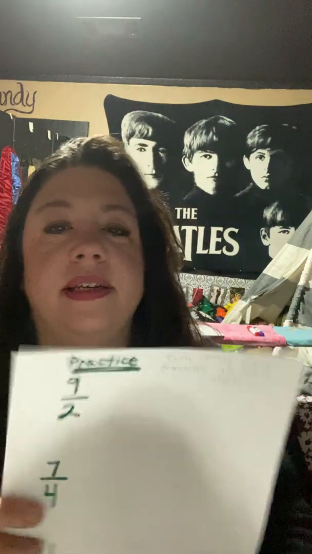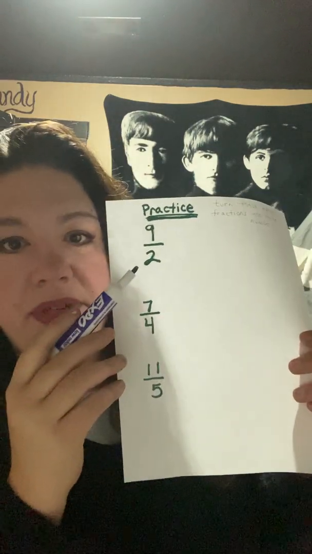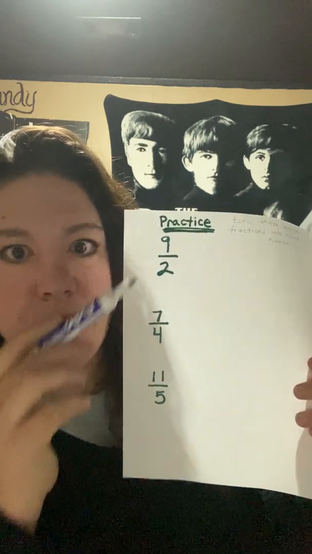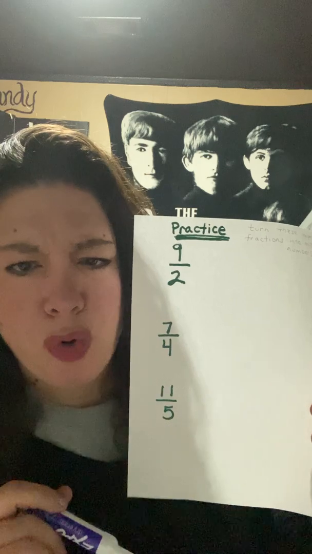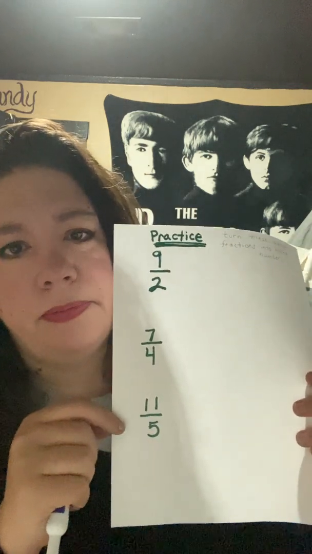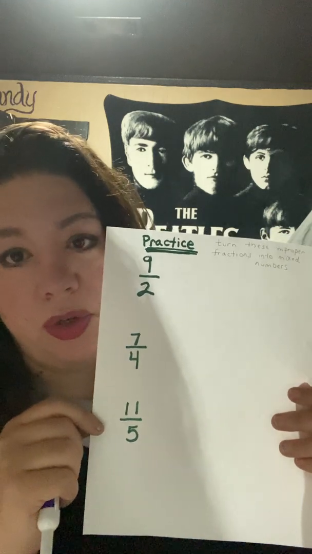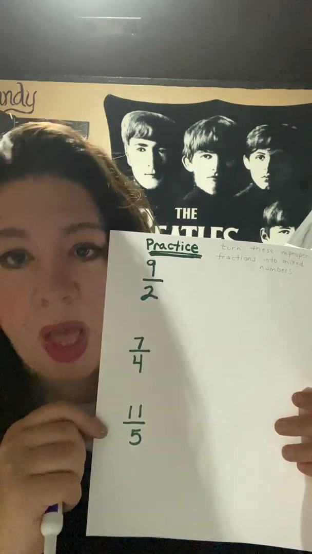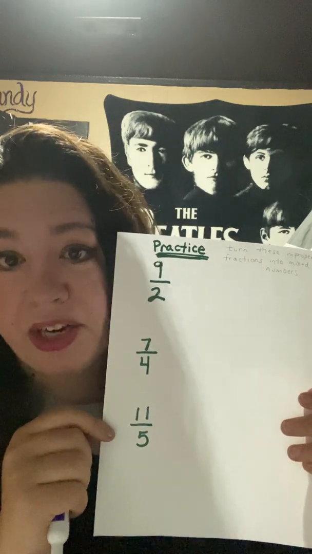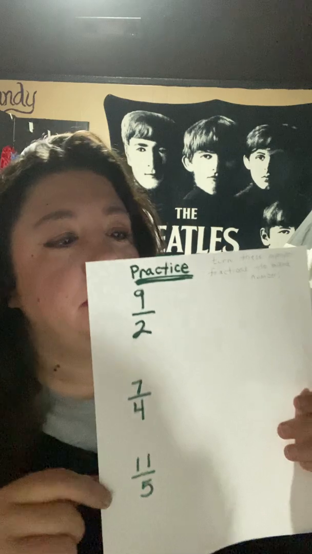So we're going to practice 9 halves, 7 fourths, and 11 fifths. The number on top is bigger. It's improper. It's not fit to go out the door like that. We like to turn those into mixed numbers. What's a mixed number? It's a whole number and a fraction together. So let's do the first one. 9 halves.